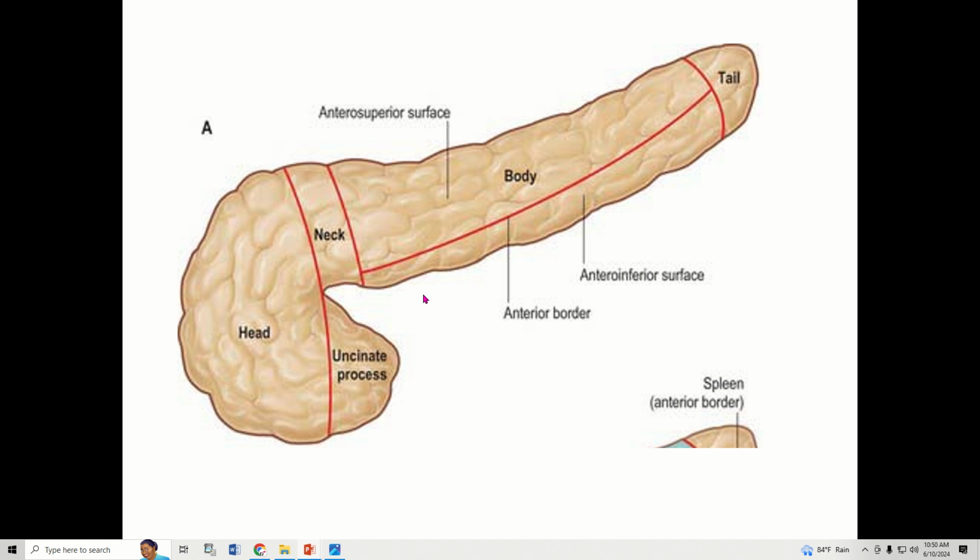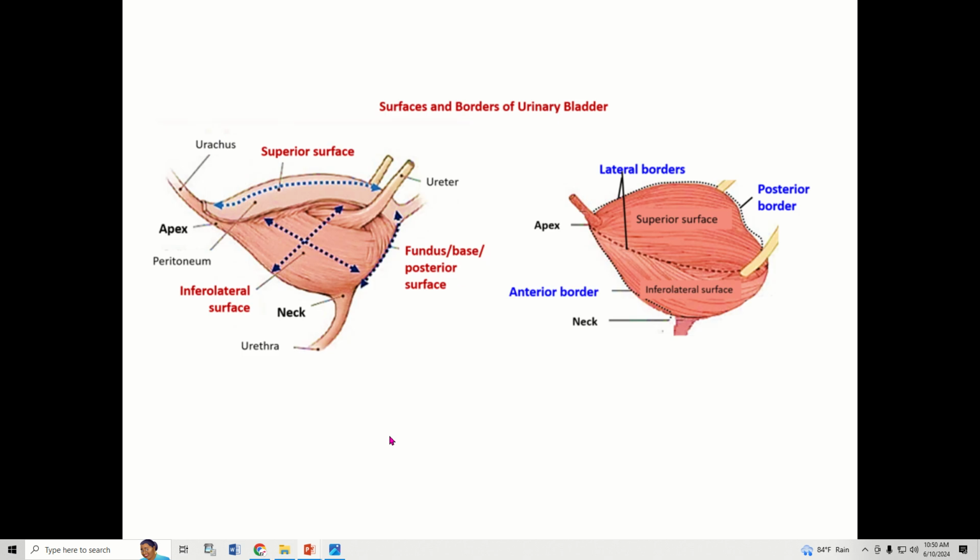This is the pancreas. This is the body of the pancreas. See, this is anterior border, this is anterior superior surface, and this is anterior inferior surface, and in this picture, not showing, in the back side, posterior surface. This is the viscera of the urinary bladder. You see, this is the superior surface, this is inferior lateral surface, and this is anterior border.